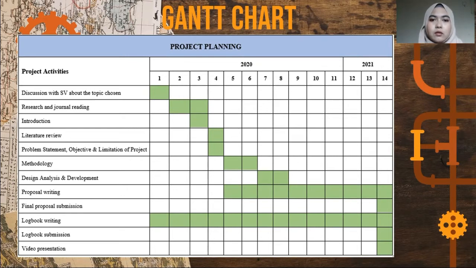the literature review in the fourth week, and also the problem statement, objective and limitation of the project in the fourth week. Methodology is done in the fifth and sixth weeks. Design analysis and development in weeks 7 and 8. Proposal writing continues in weeks 5 to 14. Workbook writing has been done every week according to the project planning schedule.